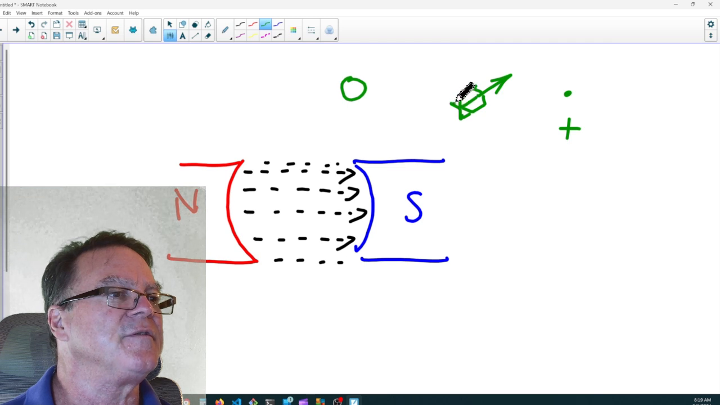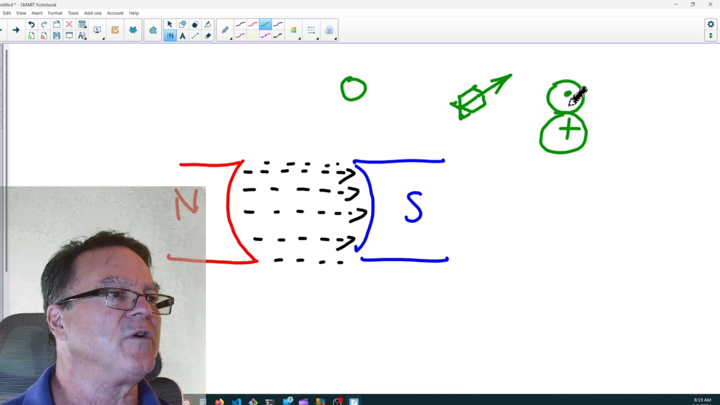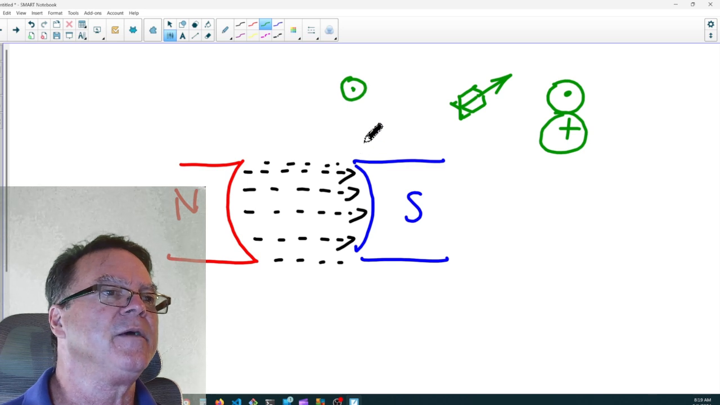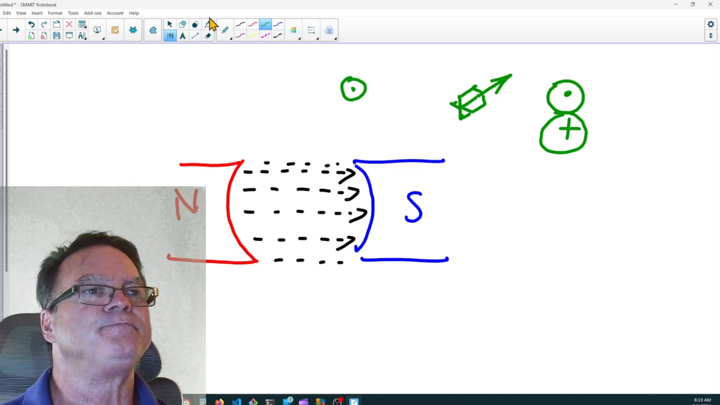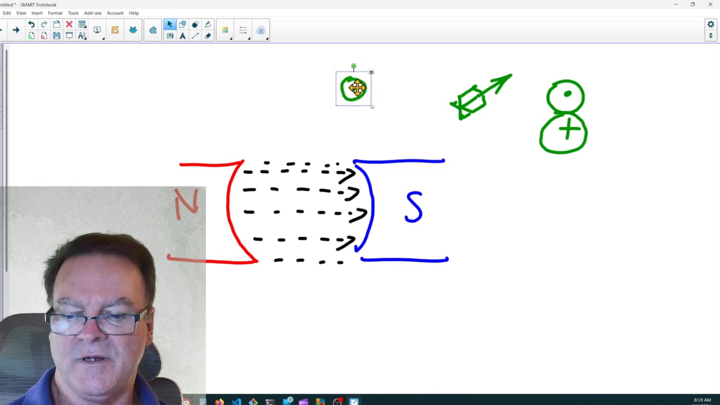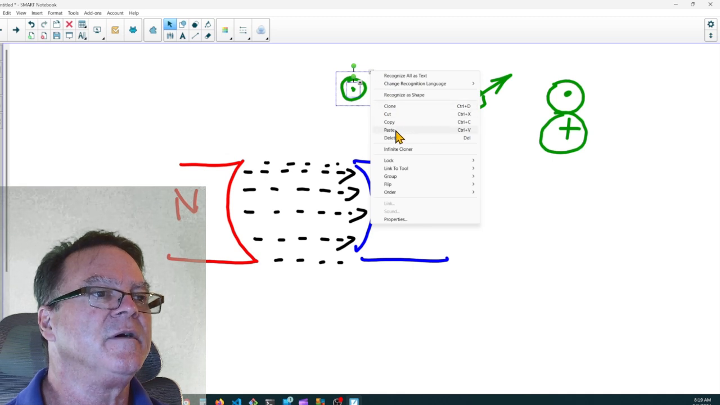So those are the feathers. When I draw a plus, it means that the current is going into the board. When I draw a dot, that means it's coming out from the board. Okay, so I need to take this and this and tie them together. There you go.